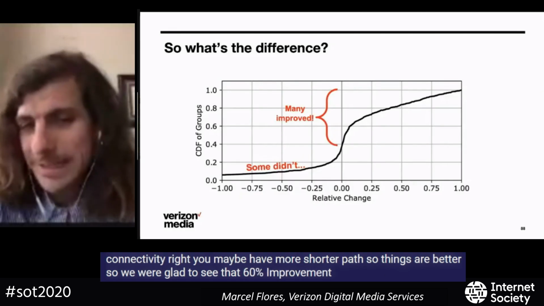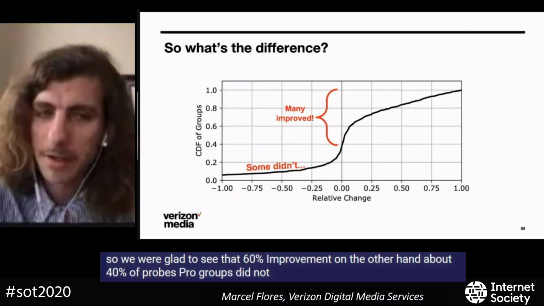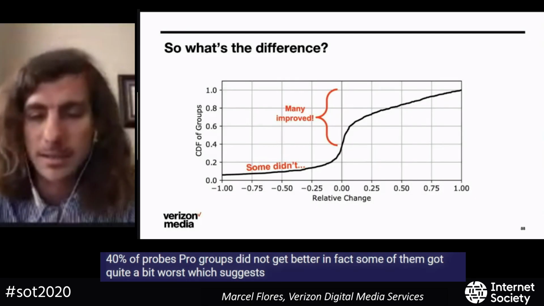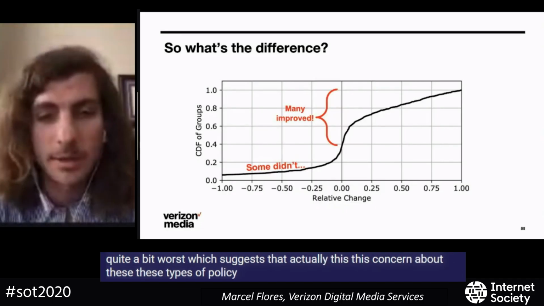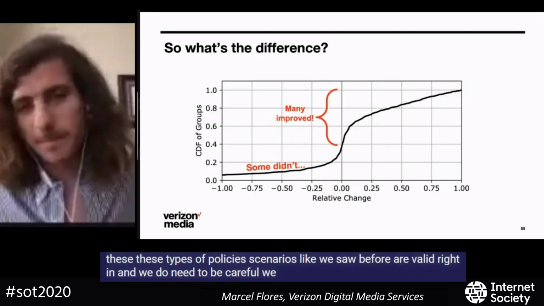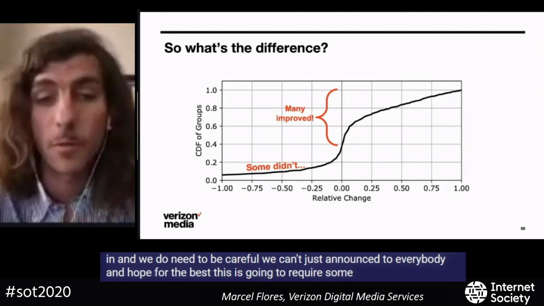On the other hand, about 40% of probe groups did not get better. In fact, some of them got quite a bit worse, which suggests that actually this concern about these types of policy scenarios like we saw before are valid, right? And we do need to be careful. We can't just announce to everybody and hope for the best, right? This is going to require some careful work.